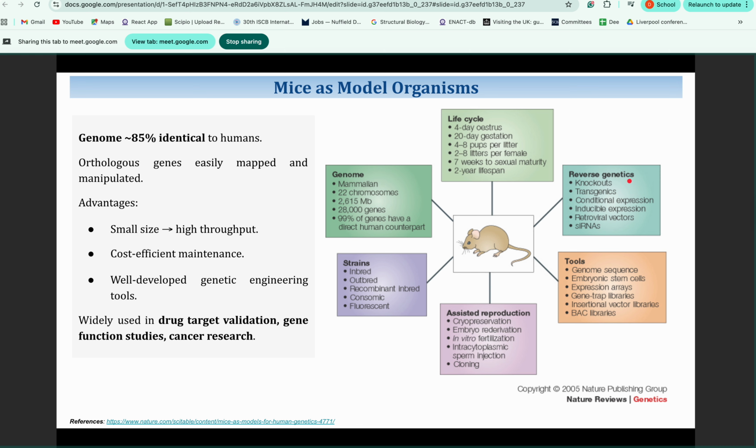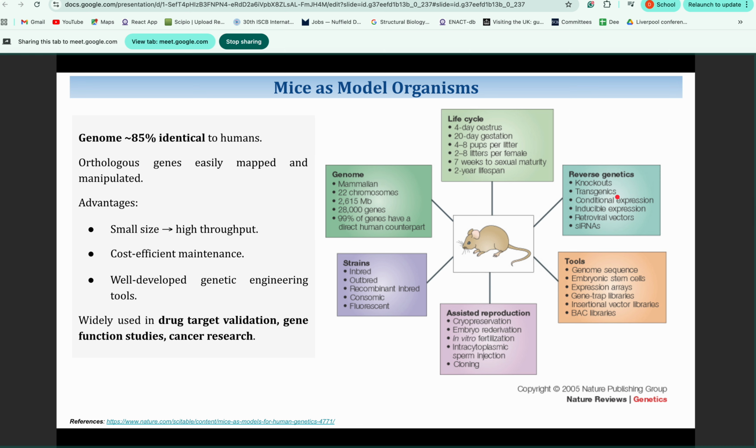We can perform reverse genetics, in which we knock out a gene knowing what the effect would be. Forward genetics would mean we observe a phenotype and then identify what the gene is. Here we know we are knocking out something and then we see the change in phenotype. So this is reverse genetics.